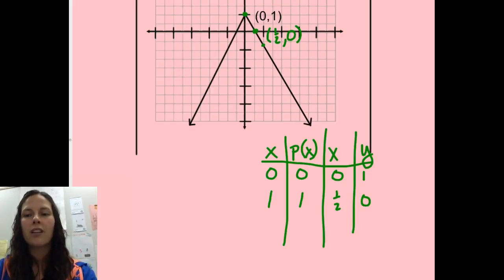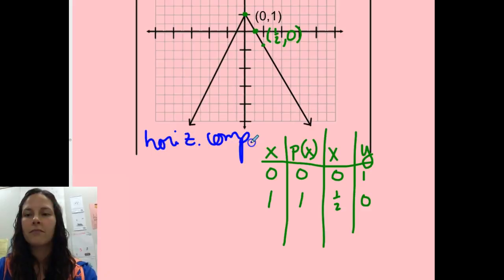Thinking about what changed, from 0 to 0, nothing changed for my x value, but 1 went to 1/2. So it looks to me like we have a horizontal compression by 1/2. Of course, that would not change the 0 when we multiply. For my y values, I went from 0 to 1, which looks like I'm going up 1, but then 1 went to 0. The other thing I noticed from the graph is we have a vertical reflection.